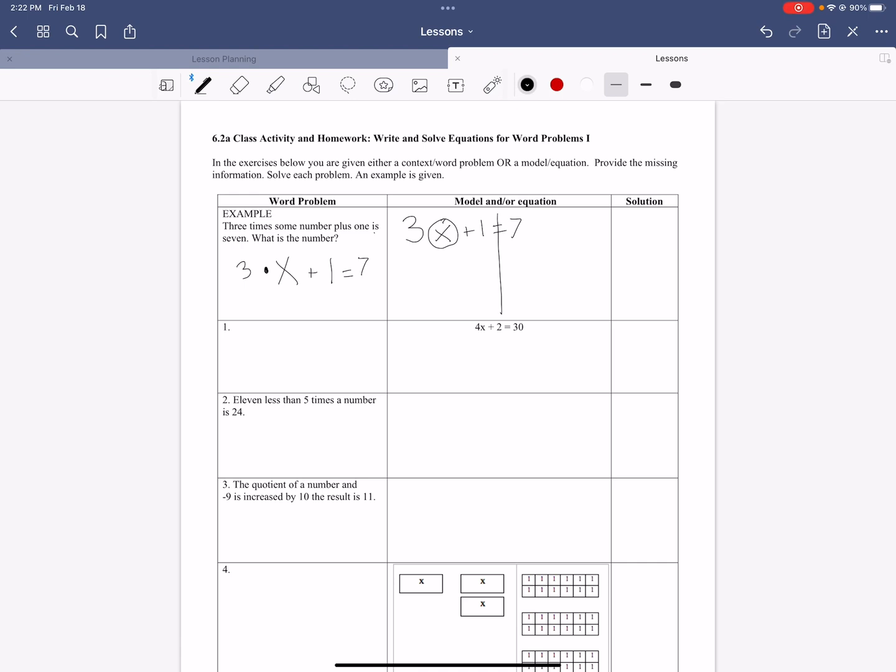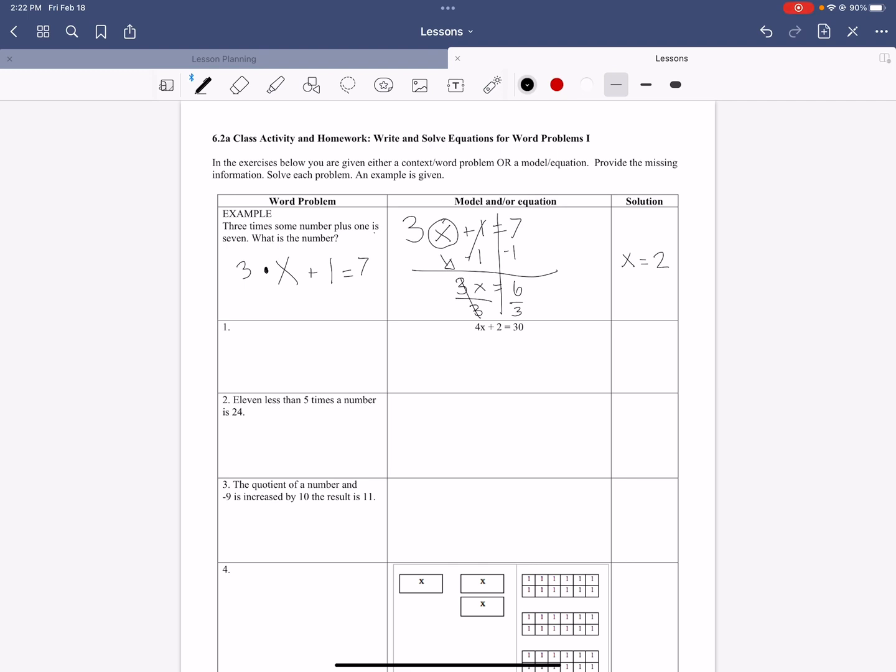So I need to get x alone, and it's being multiplied by 3, and 1 is being added. So we're going to undo the addition or subtraction first. Subtract 1 from both sides. I'm left with 3x over here. Now I have 3x equals 6. Now we need to undo the multiplication. We do that by division, and our answer would be x equals 2.